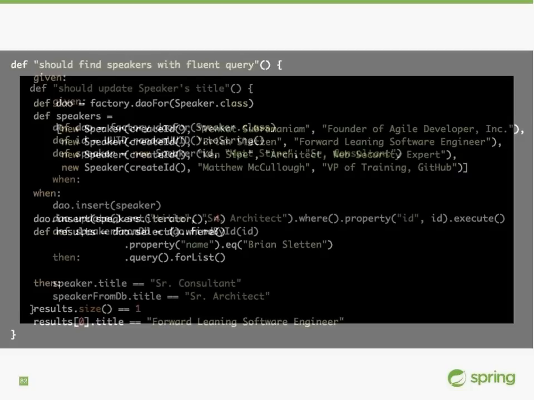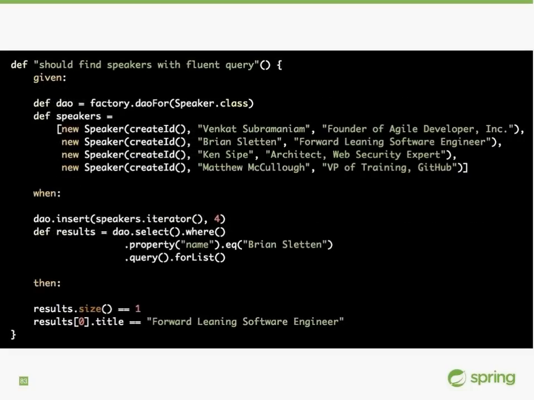So now let's look at some queries. We're going to, again, create a DAO for speaker, and we're going to insert 4 speakers in a batch. So in the when block, we have dao.insert. We give it an iterator and a batch size, which in this case happens to insert everything in the iterator because the batch size is equal to the list size. We're then going to call dao.select.where.property name is equal to Brian Sletten. So in this case, we want to pull back just speakers that have the name Brian Sletten associated with them. Run that query and give that back to me as a Java util list.